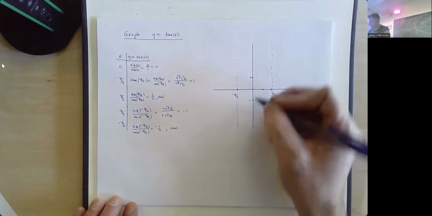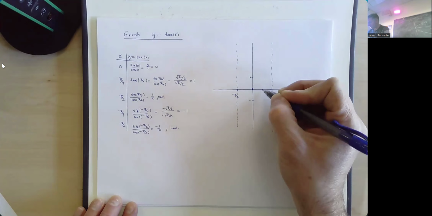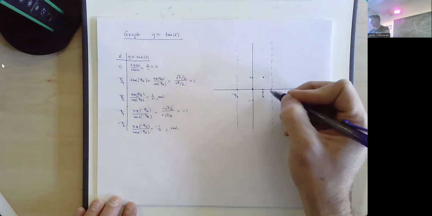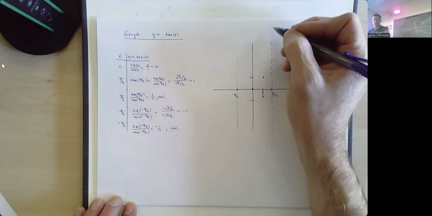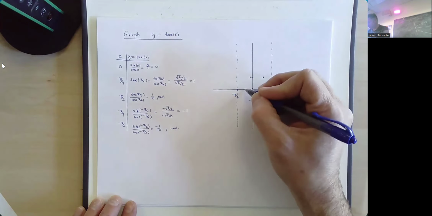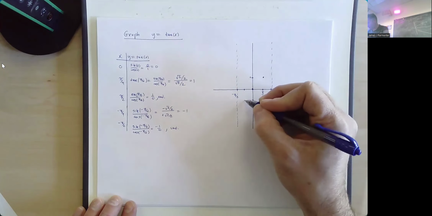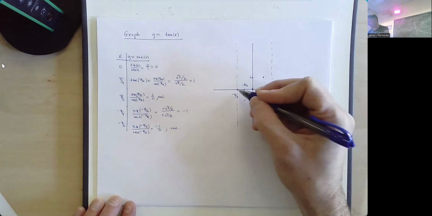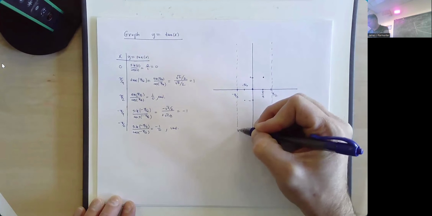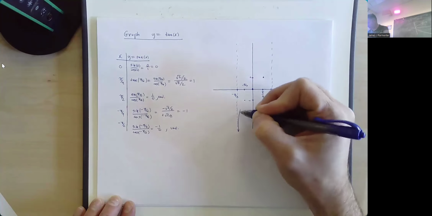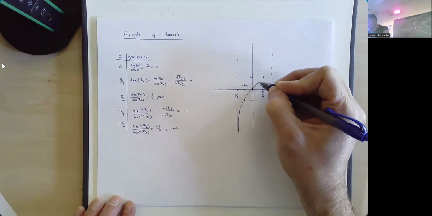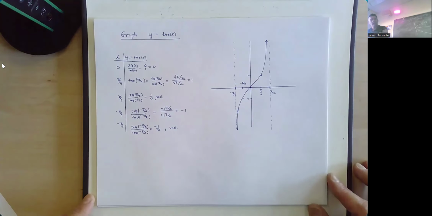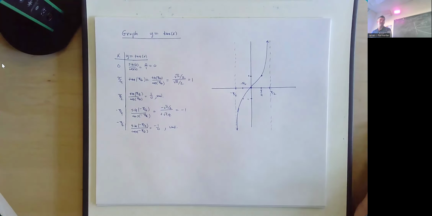So tangent of 0 is 0. Tangent of pi over 4 is 1. And then as we get closer to pi over 2, the tangent values get larger and larger and larger. Similarly to the left, tangent of negative pi over 4 is negative 1. As we get closer to the vertical asymptote, we're going to go down, down, down to negative infinity. It's going to look kind of like this. I've drawn it better before. Oh well. There's our tangent graph.